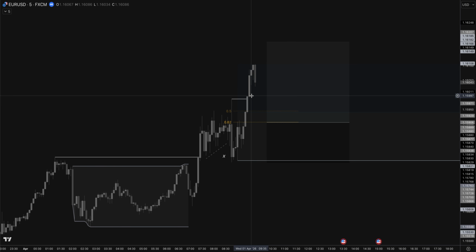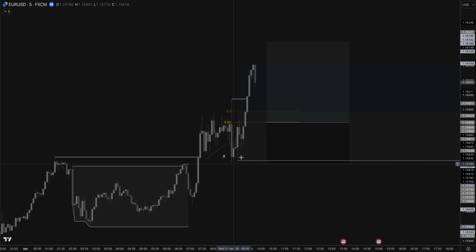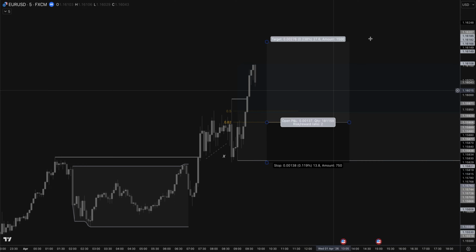Once you know the narrative, it doesn't really matter how you're entering. But I just like to keep it simple. You can just put a limit on the 0.62, stop loss below the sweep, and just target a 1 to 2 risk reward. And that is all that I do.